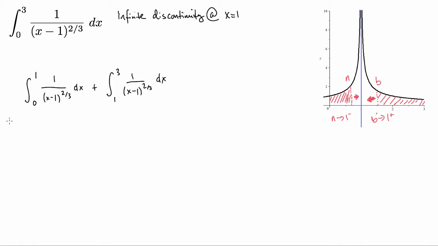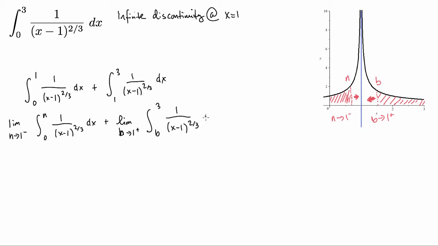So this first one I'm going to replace with the limit as n goes to 1 from the left. And the second one I'm going to replace with the limit as b goes to 1 from the right. And so this would be the appropriate first step for these types of problems, just to make sure that you can write the integrals down correctly before you try to do any of the evaluation step.